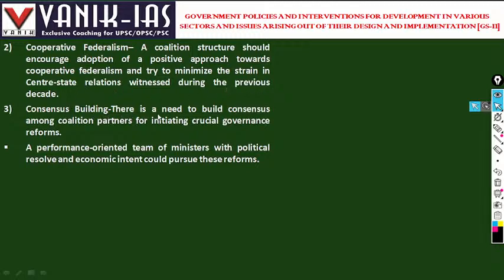Consensus building: there is a need to build consensus among coalition partners for initiating crucial governance reforms. A performance-oriented team of ministers with political resolve and economic intent would pursue these reforms. That is the most important need of the hour now.